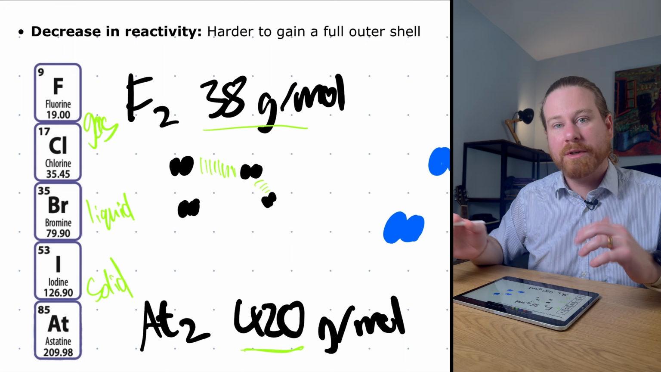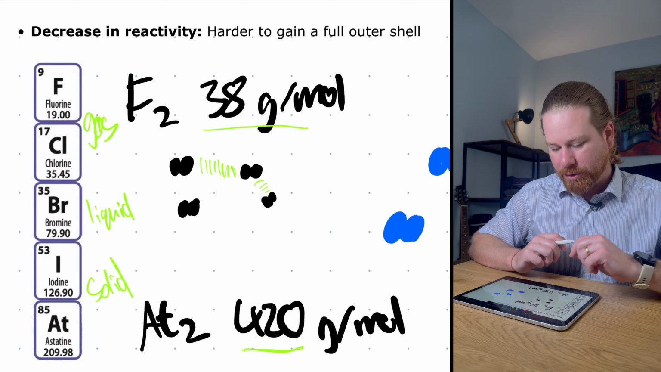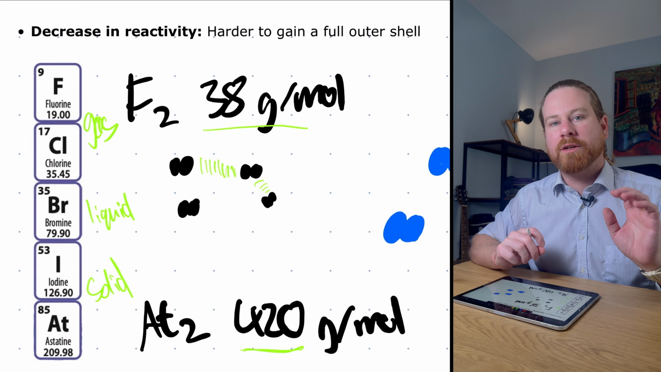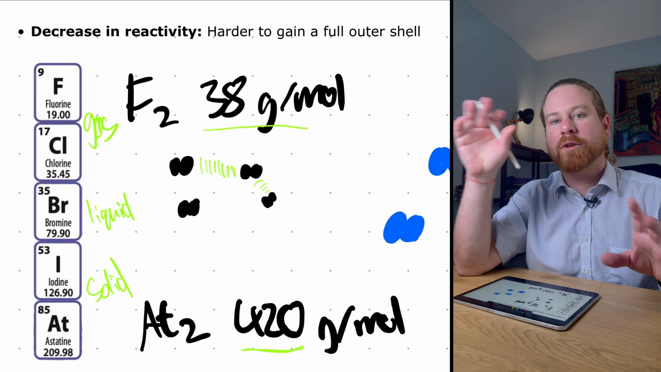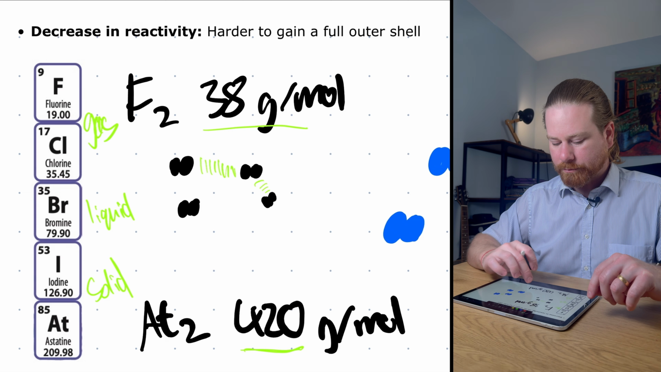So these are kind of the opposite reasons to why the reactivity of group 1 is increasing as you go down the group. The bottom of group 1 and the top of group 7 are two of the most reactive elements on the periodic table.